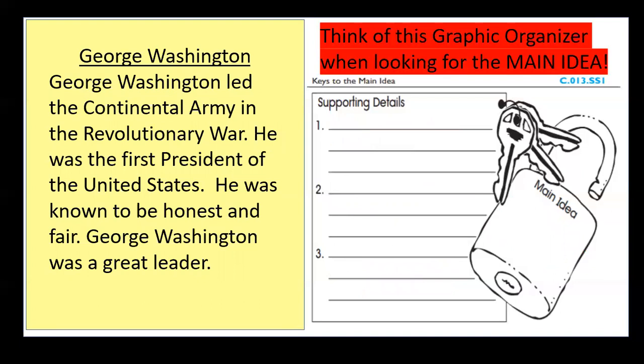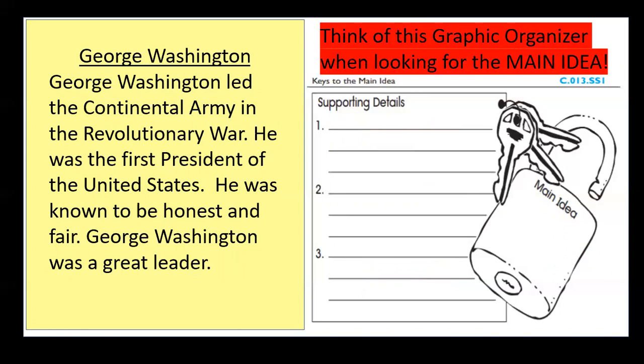Okay, one more try. Here's a story about George Washington. Now, many of us have read stories about George Washington. I'll read aloud, you follow along, thinking about this graphic organizer and what you would put in the main idea section of the lock.